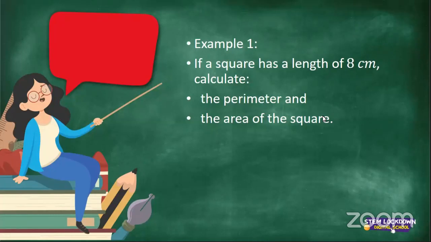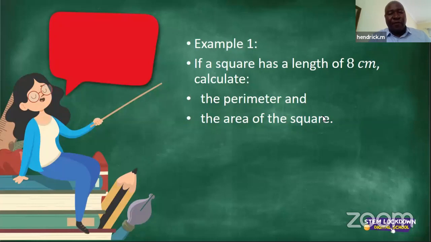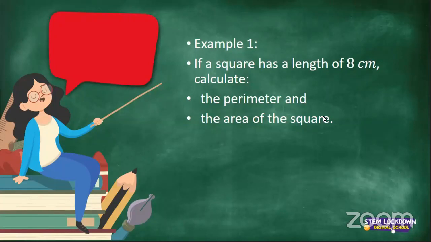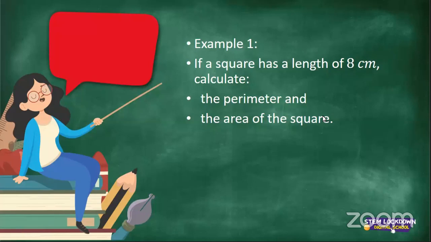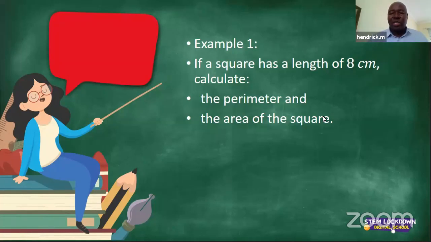Is that Jonathan? All right, so you found 64. How did you find 64? Length times width. Length times length. All right. So the length in this case would be 8 centimeters, and if you multiply the length by itself, this becomes 8 multiplied by 8, which is 64. So thank you very much indeed, Jonathan.